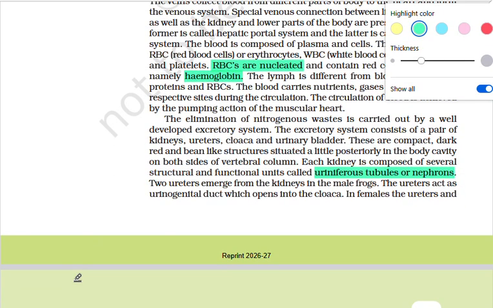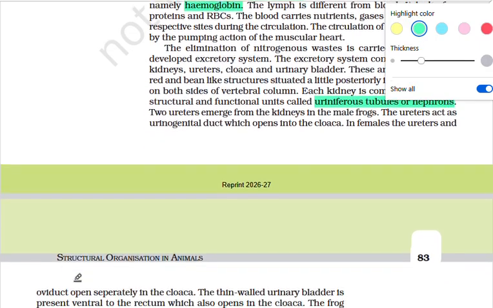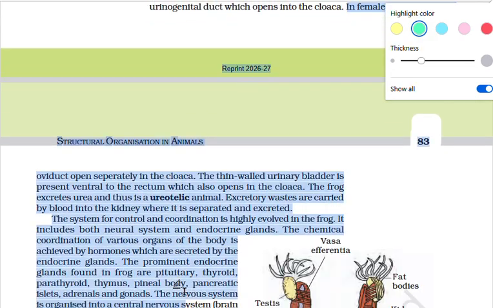Two ureters emerge from the kidneys in the male frogs. The ureters act as urinogenital duct which opens into the cloaca. In females, the ureters and oviducts open separately in the cloaca. This can be asked in your exam.